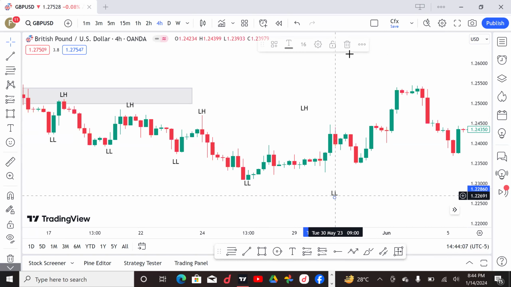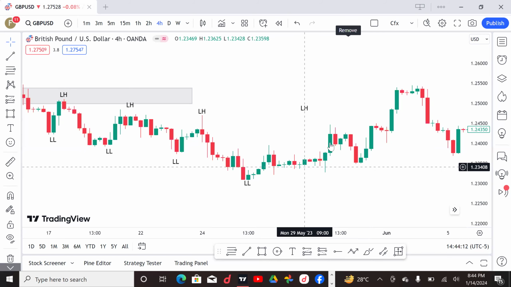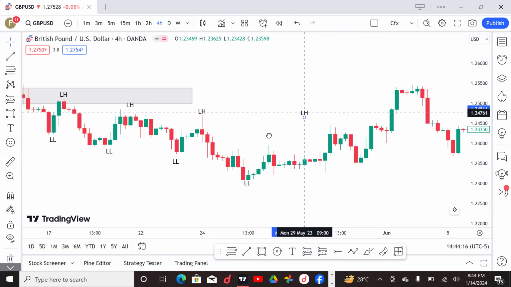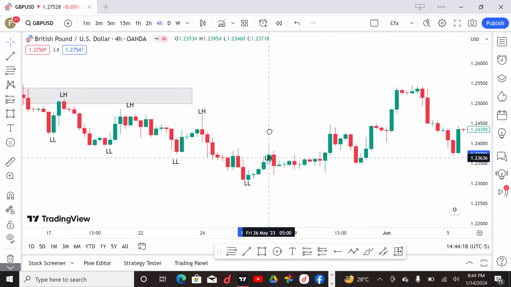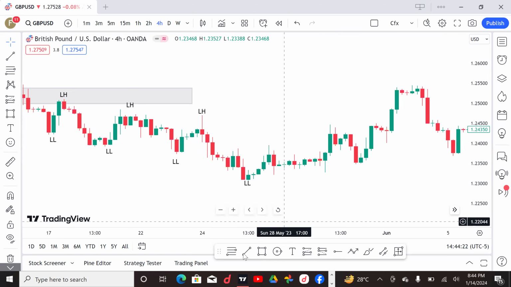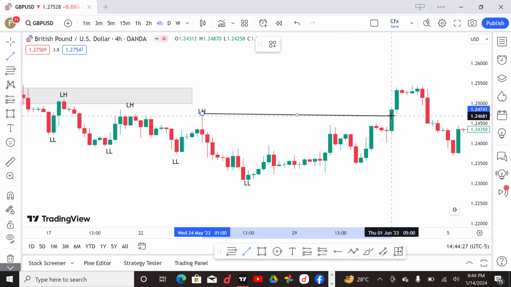Price did not take this one. So this is it. You can mark this. Price did not take it. It's just a low. So look at what happened. Let me use the trend line.